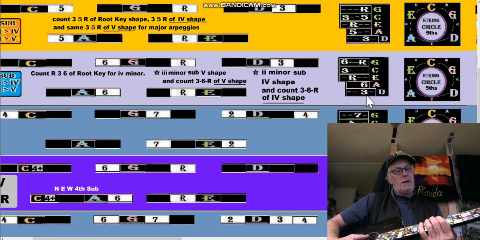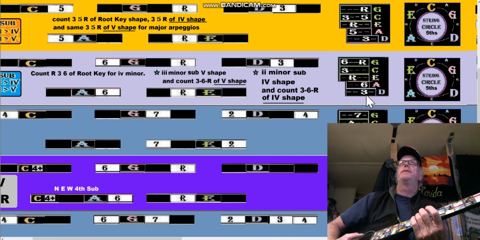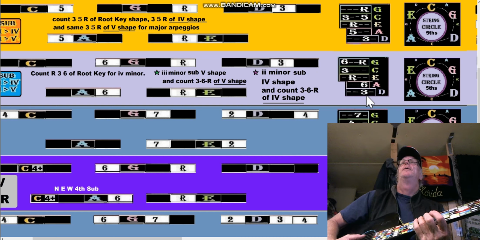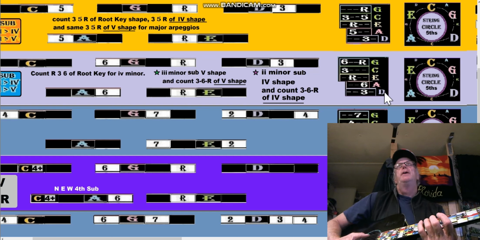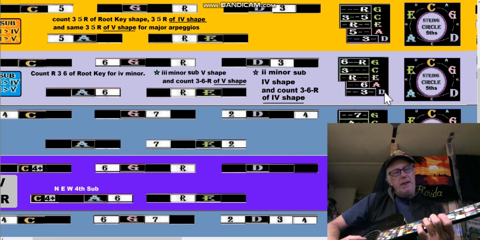Okay, so on the bottom down here, we're just going to go 3, 6, 3 of the D. Oh, are we in D? Yeah, we're in the key of D. We're in the shape of D. So the chart is orientated for us. It's even easier. So it's 3 of the D, 6 of the A, root of the E.